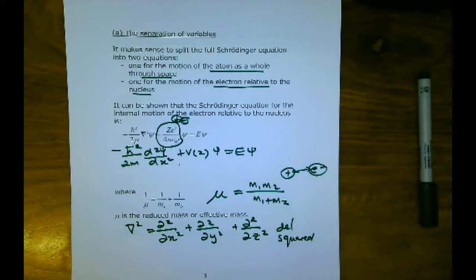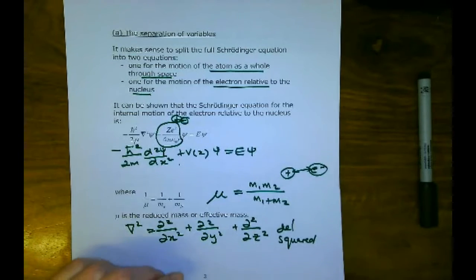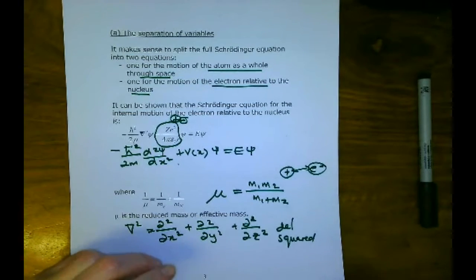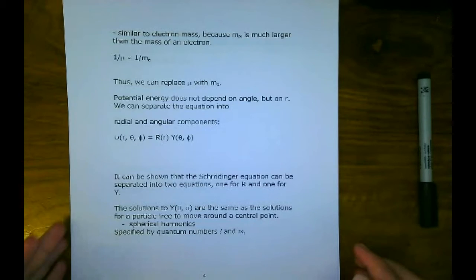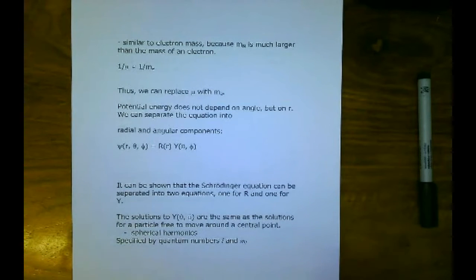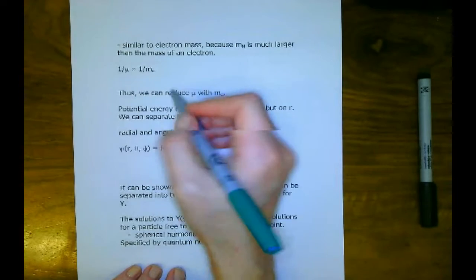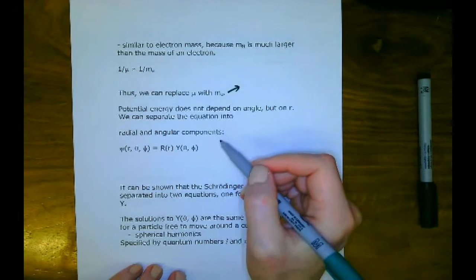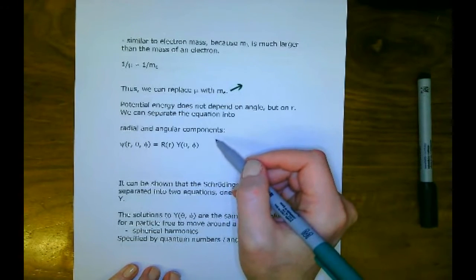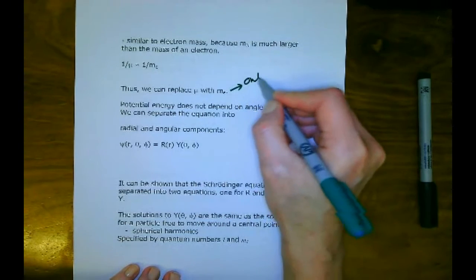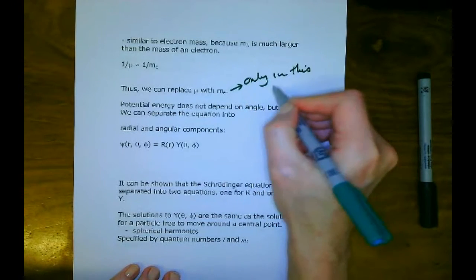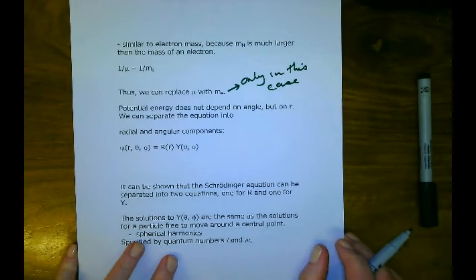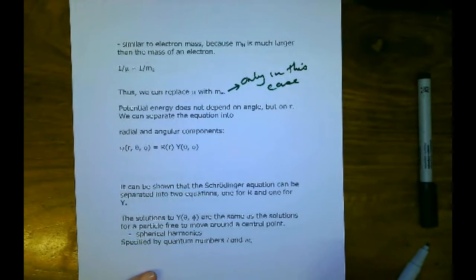In this example, the reduced mass or the effective mass is similar to the electron mass, because the mass of the nucleus is much larger than the mass of the electron. You can go and check this. So only in this specific example we can actually replace the mu with the mass of an electron. So this is only in this case. But it is better practice to actually just calculate the reduced mass.